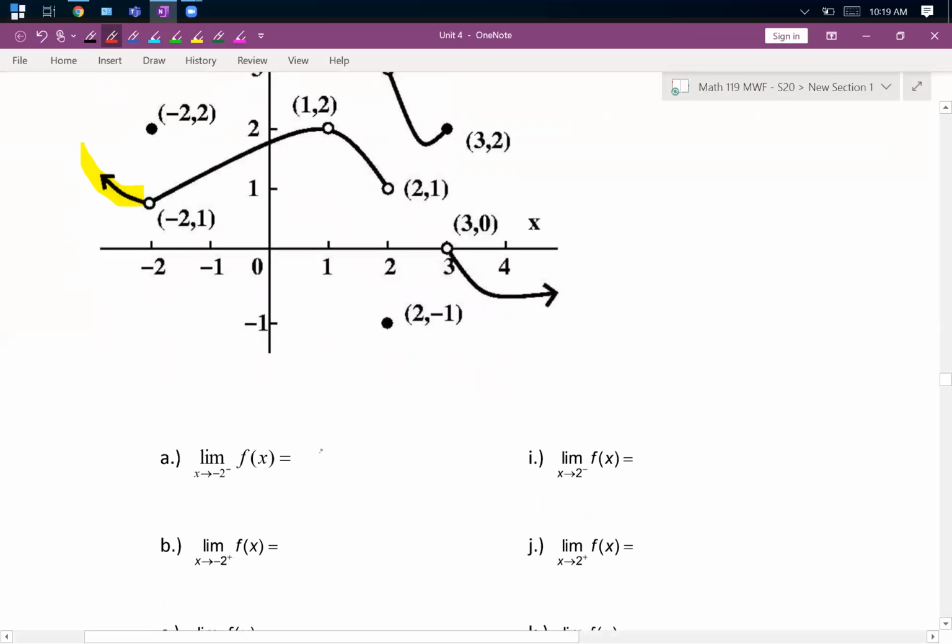Now we're going to look at the limit as x approaches -2, but this time from the right side. So I'm following my graph this way, approaching -2 from the right side. What y value are we getting close to? Well, +1 again.